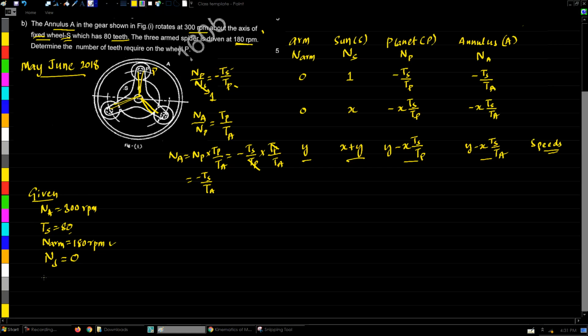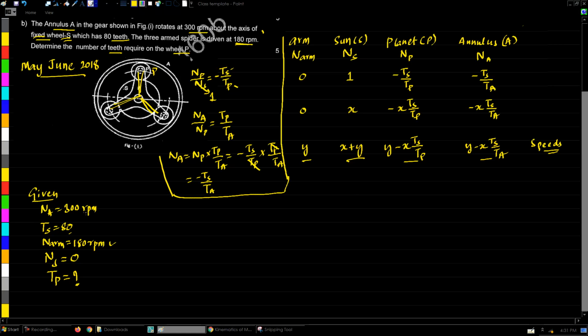And then we have to find something. So what have we got to find? So we have to determine the number of teeth required on the wheel P. So we have to find the number of teeth required in P. So this is what we have to find. Now you can see we have already prepared the table, and with the table ready and the given and required data noted down clearly, it's not going to be much difficult for us to solve this problem. So let us go ahead and try to solve it.